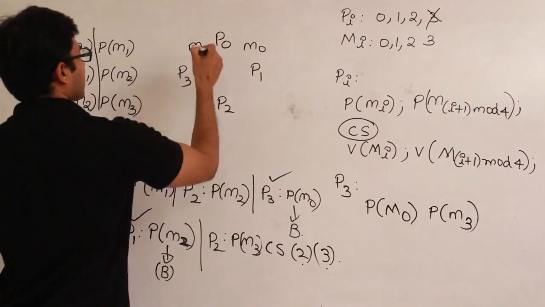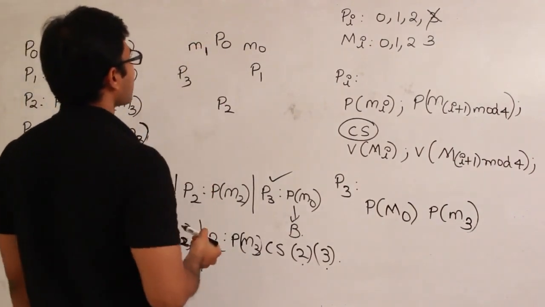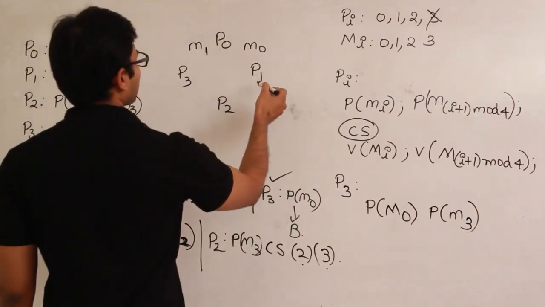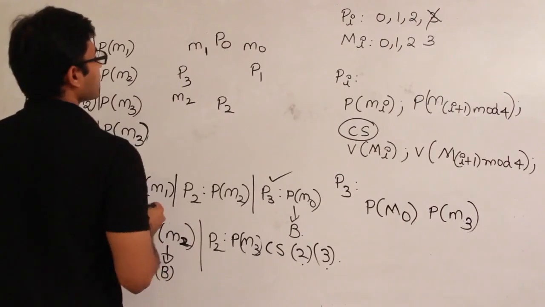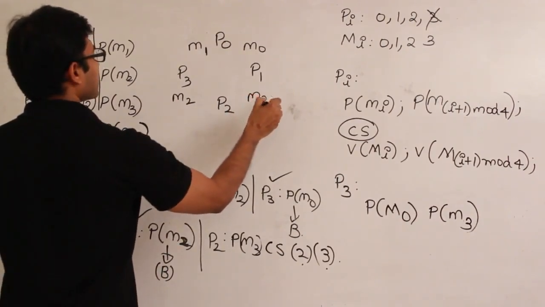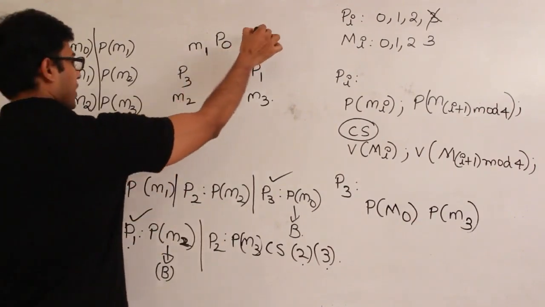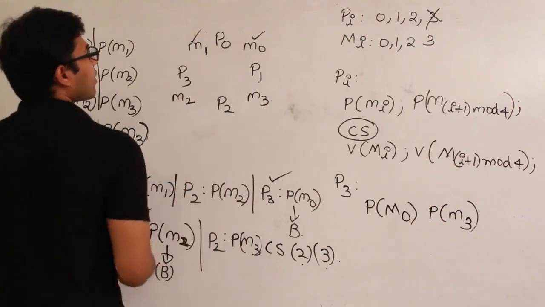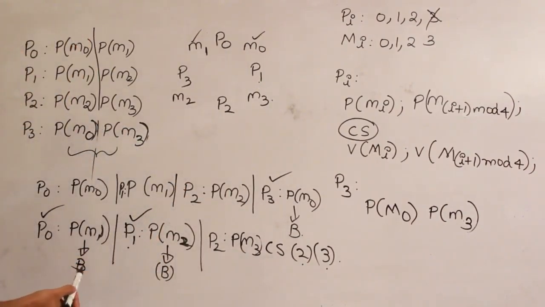M0, M1, and then let me put M2 here, and let me put M3 here, right? So see this, P0 wants M0 and M1, and then P1 wants actually M1 and M2. So okay, circular form is not working out here.